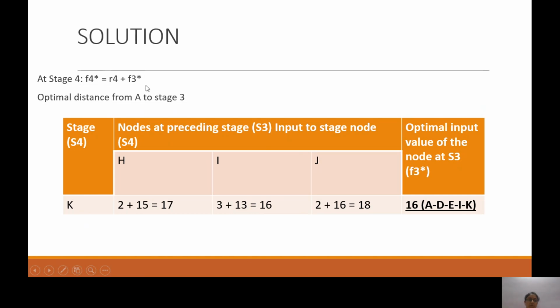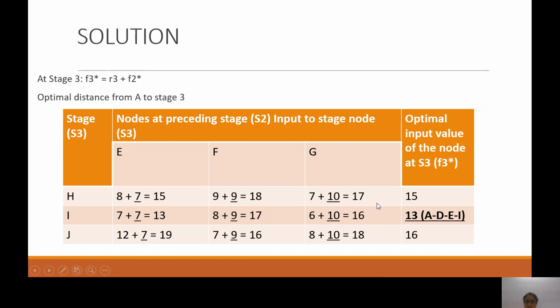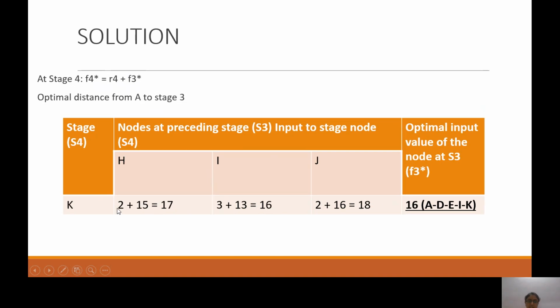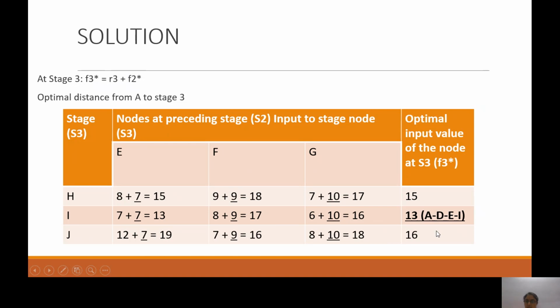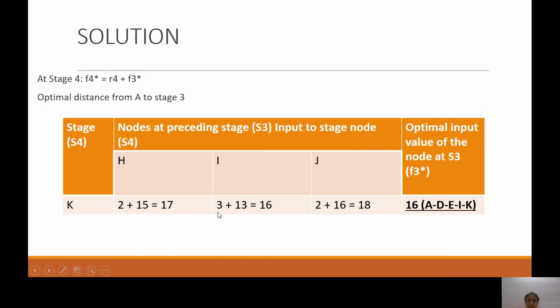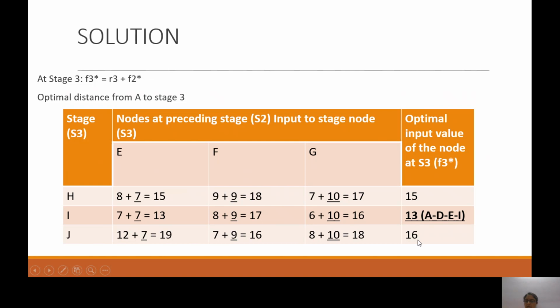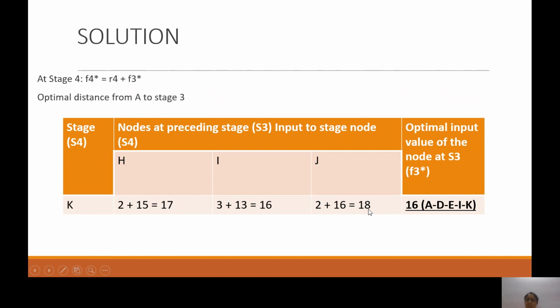My recursive equation becomes F4 star is equal to R4 plus F3 star. R4 is the return function at the 4th stage plus the optimum value till stage 3. So up to K, it will be from H to K, I to K, and J to K. So it will be what? From H, the minimum for H is 15, which I carry forward here. So 15 plus 2. For I, minimum is 13. So 13 plus 3. And for J, minimum is 16. So 16 plus 2 is 18.